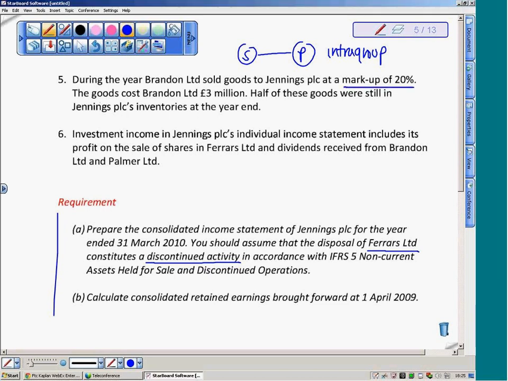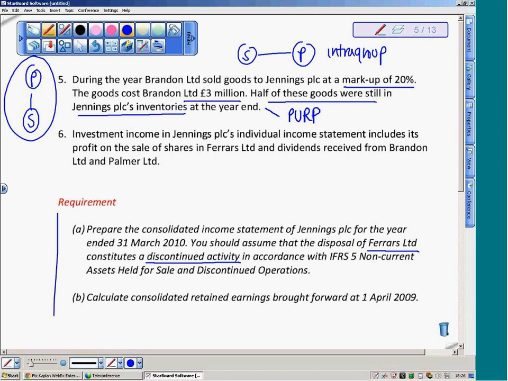It goes on further to give us information about the markup and the cost. This is generally how information will be presented for your intragroup transactions in the income statement. The very next sentence in that note mentions that half of the goods are part of inventory at year end, which means that the sale between the subsidiary and the parent has not, the inventory has not left P and S. Okay, so if you imagine parent and subsidiary, the inventory is within that bubble. We would adjust for a PURP, okay, a provision for unrealized profit.